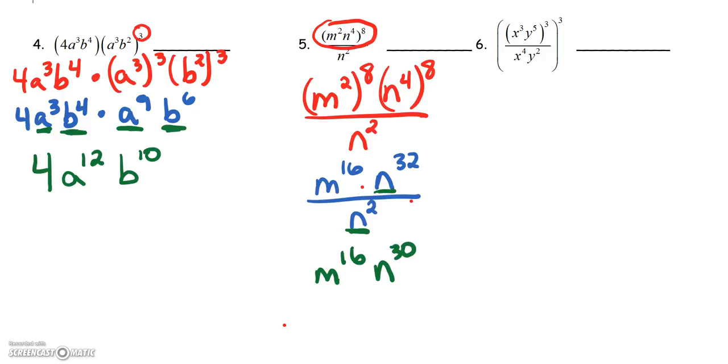Last but not least, number 6. We said we're going to try and simplify what's inside the parentheses first, so let's do that. We'll handle this cubed a little bit later. Let's start with the numerator.